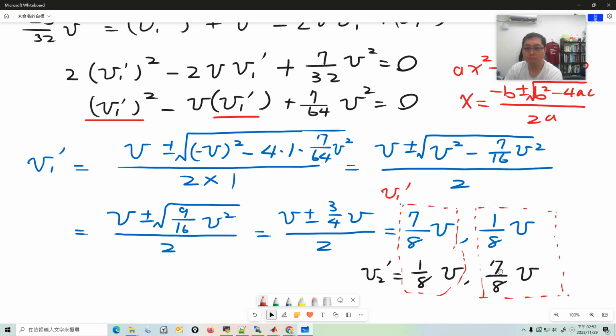But based on the information in the problem, you cannot reject the possibility of the other one. This is more reasonable, but we cannot ignore the possibility of this answer. So I think both answers are correct because the information in the problem is so little that we really cannot judge. So in my opinion, this problem has two answers, and both are correct.